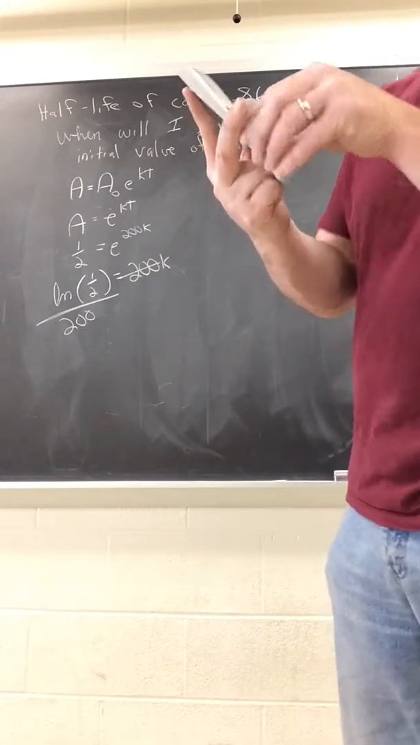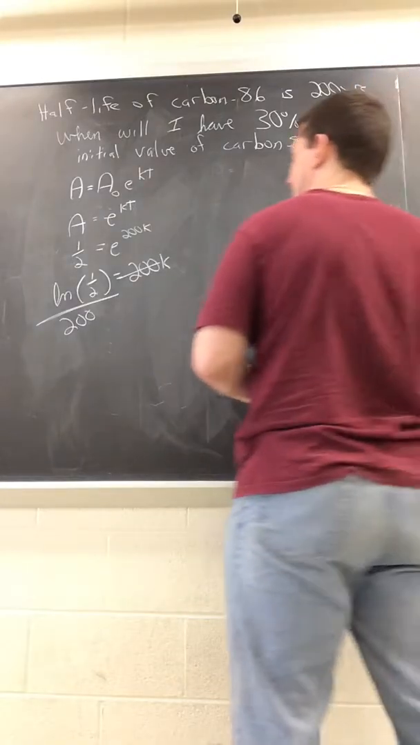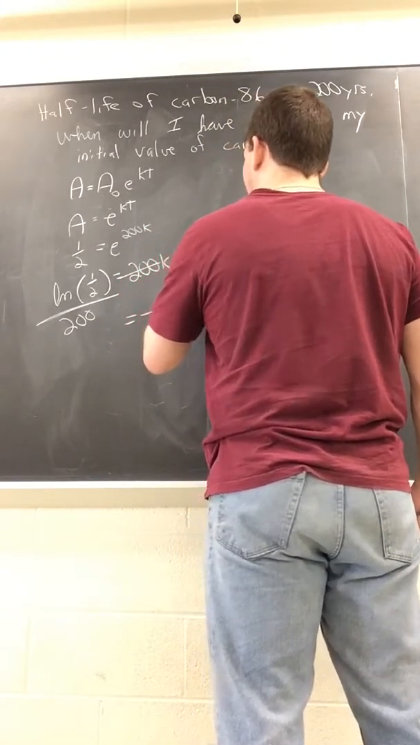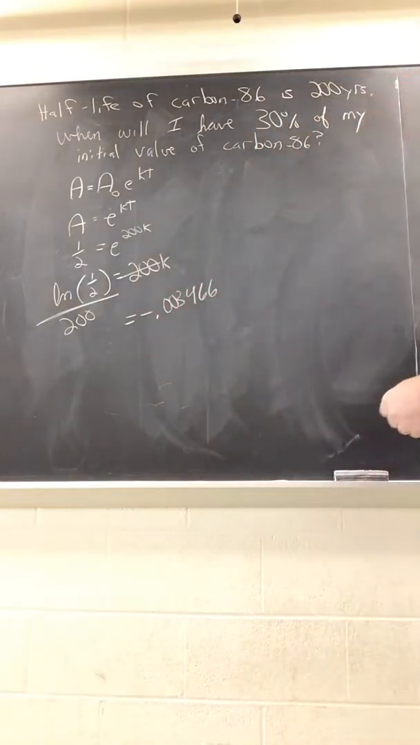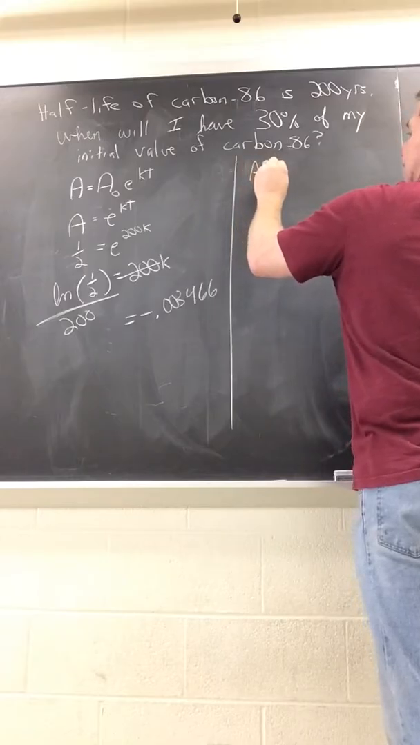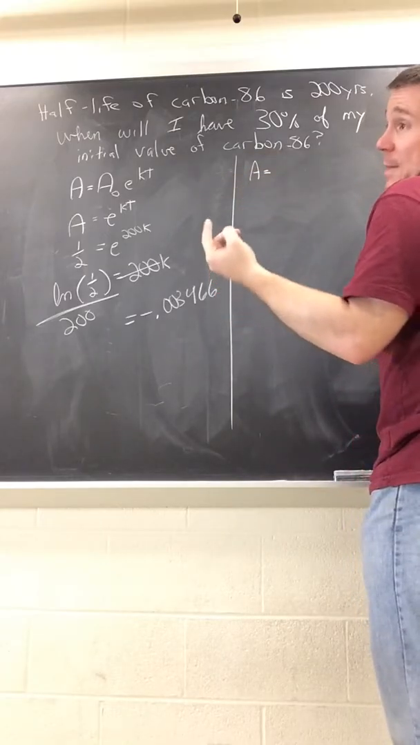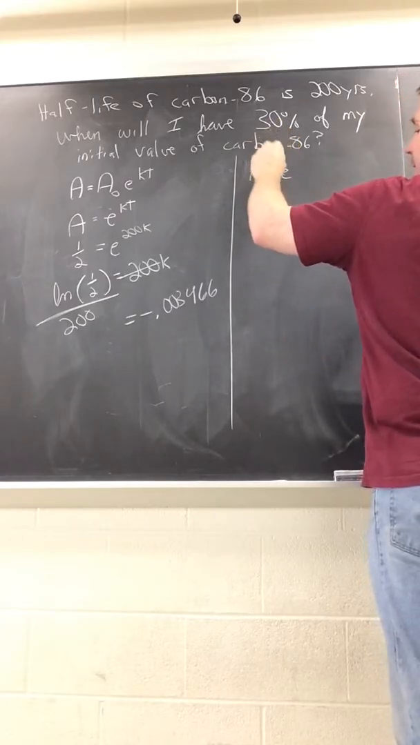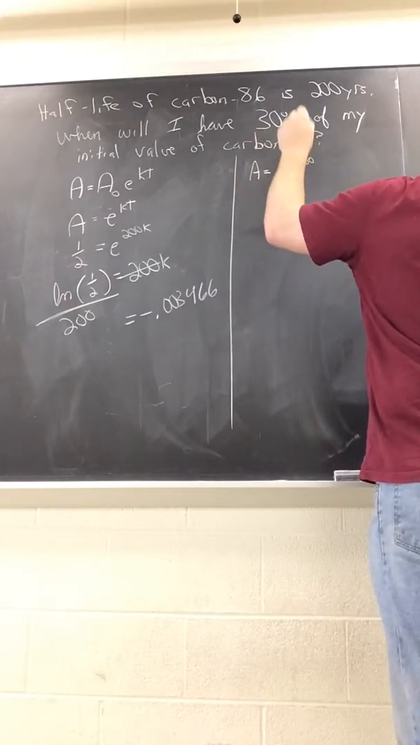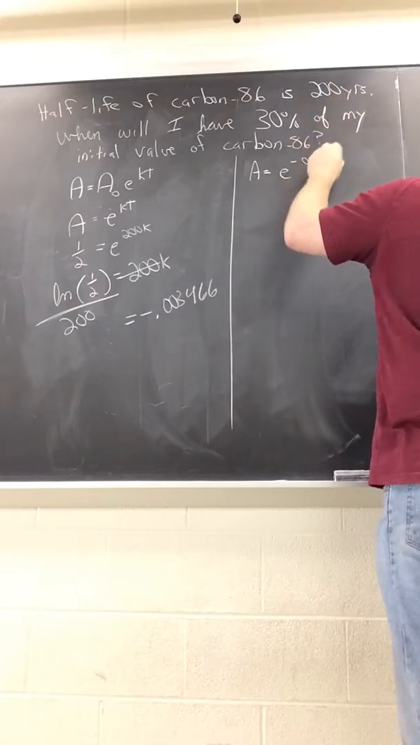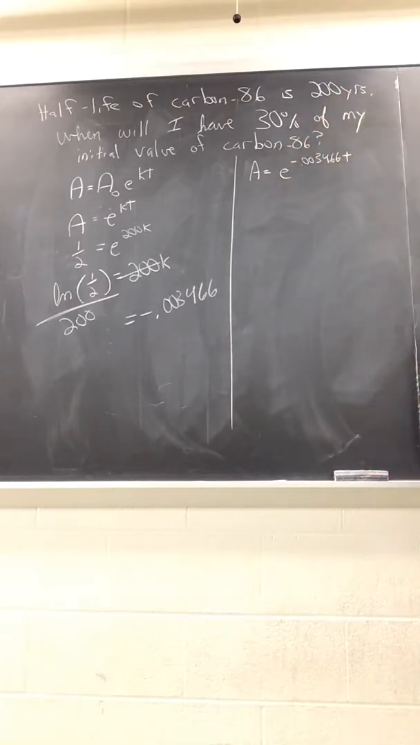Negative 0.003466. That's my k. Rewrite my problem. A equals A initial, just make it 1 again, e to the negative 0.003466t.